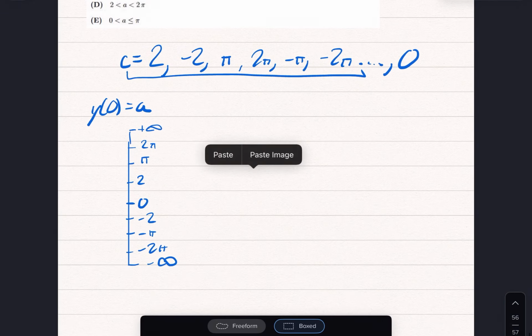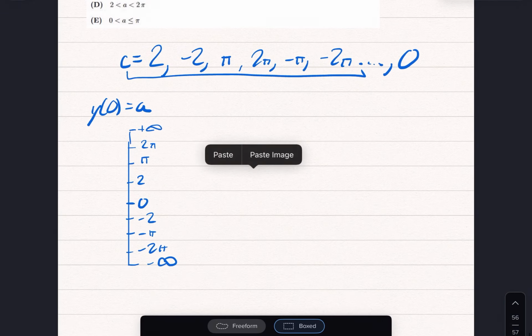Oh, why'd that happen? What if I just want this? Cool. Okay, great. So if I plug in 0 here, we don't really look at that. So let's just continue on.